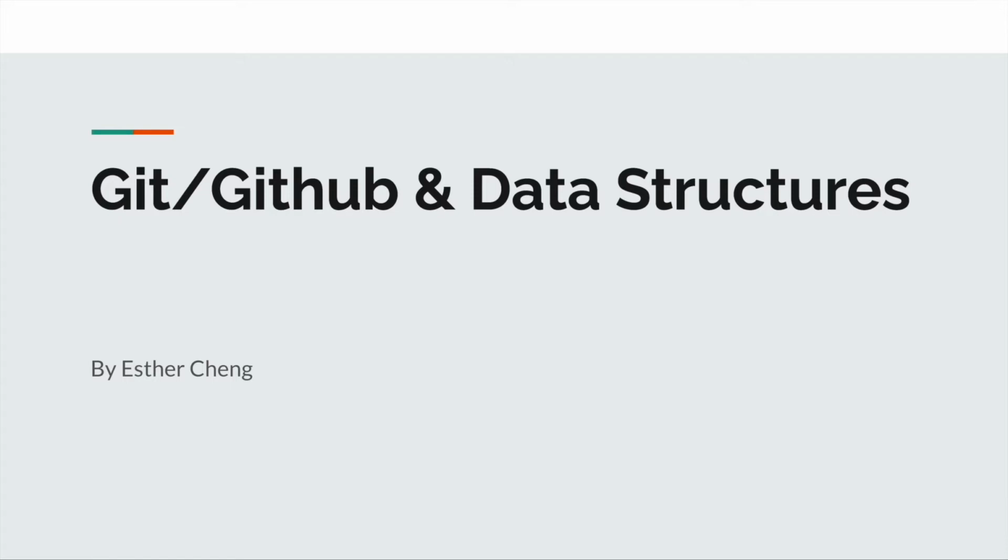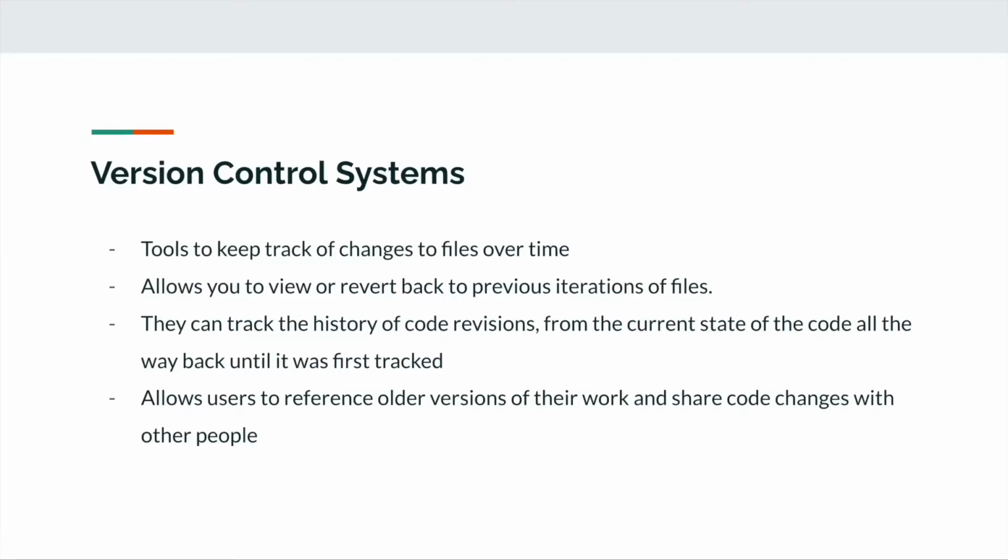And today I'll be going over an introduction to Git/GitHub and data structures. So let's begin. Version control systems are tools to keep track of changes to files over time. They allow you to view or revert back to previous versions of files. They can track the history of code revisions from the current state of the code all the way back to when it was first tracked. And it allows users to reference older versions of their work and share code changes with other people.